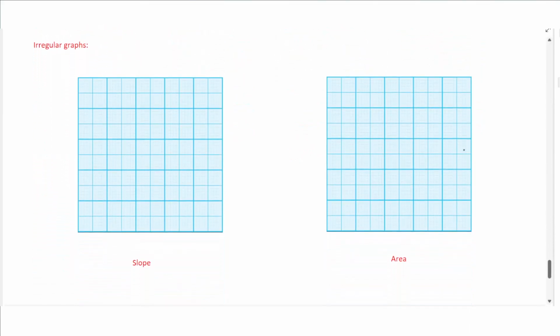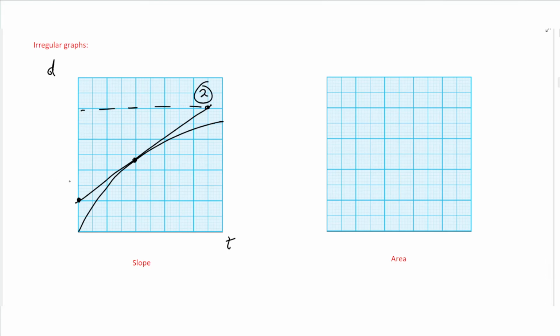If you have an irregular curved line and you want to calculate the slope or the area, for a slope, for example, you have this curve and you want to calculate the gradient at this point. For example, this is a distance time graph and you want to calculate the speed. You must draw a tangent line to the curve and use that line to calculate the gradient. Then you choose 2 points. This is point 2, so you get y2. This is point 1, you get y1, and you have x1 and x2. Then you calculate the slope.